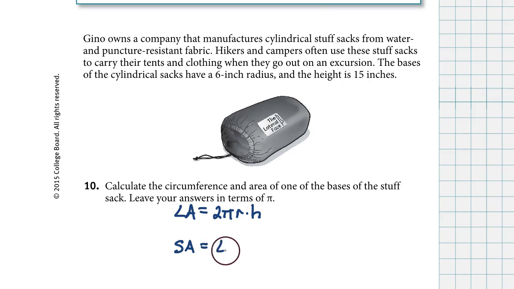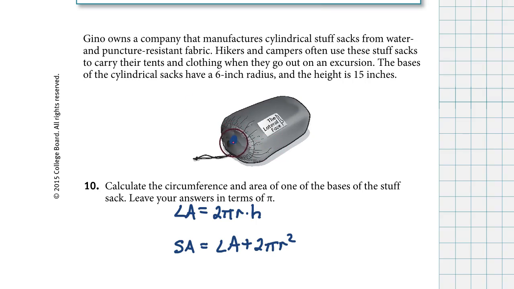Surface area will be the lateral area plus the area of the 2 bases. But the bases are circles, and we know a formula to find the area of circles. So we're going to have 2 times pi r squared. Pi r squared is how you find the area of a circle. So with these 2 formulas, we can find the surface area of that sleeping bag.